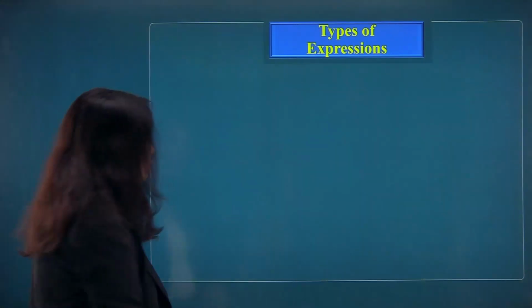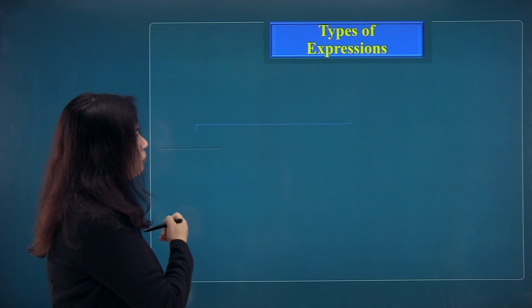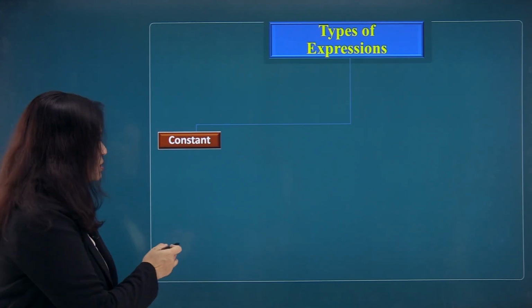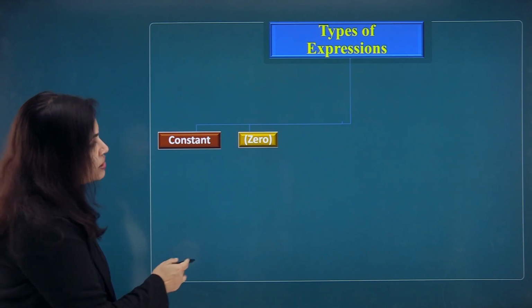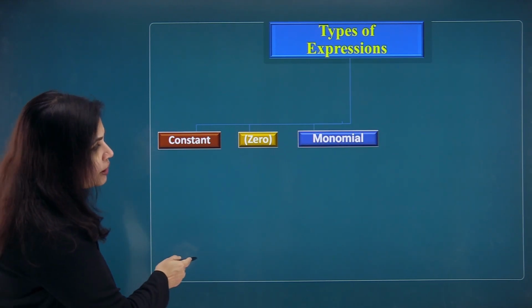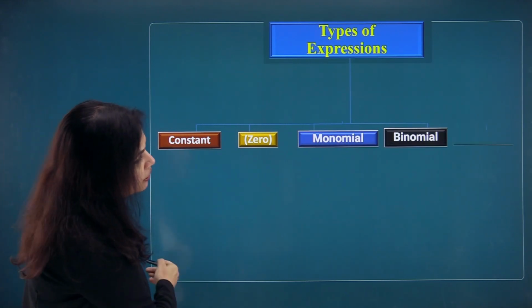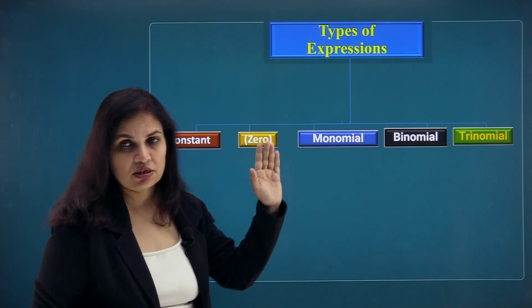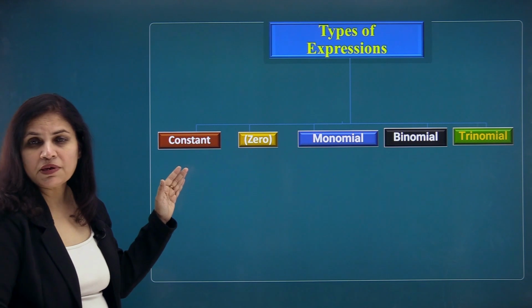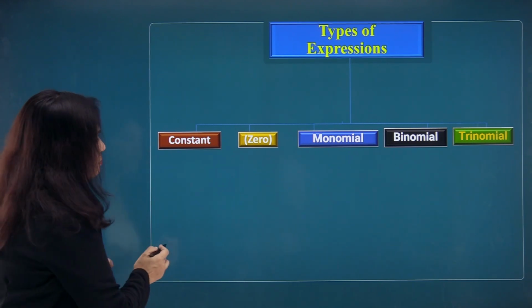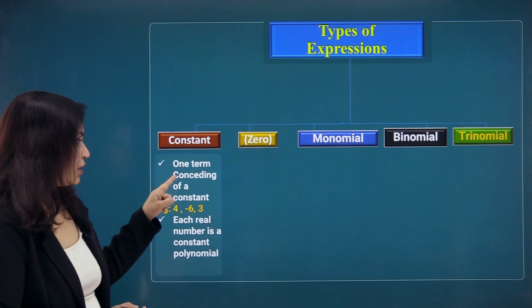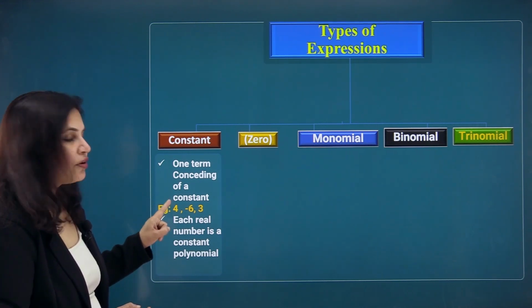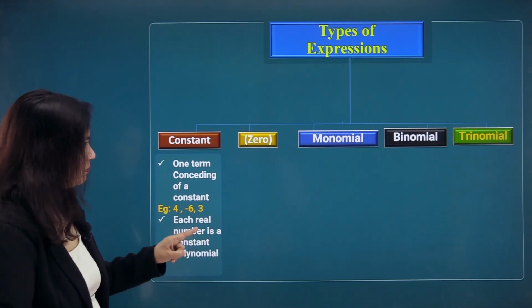Let us quickly move to types of expression before we move on to polynomial. A constant expression. What is a constant expression? A zero expression, a monomial, a binomial and a trinomial. Let us first start with this. A constant expression is nothing but a constant term, a single number. So, one term consisting of a constant value only.